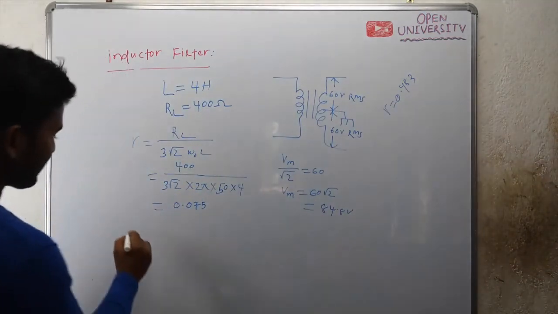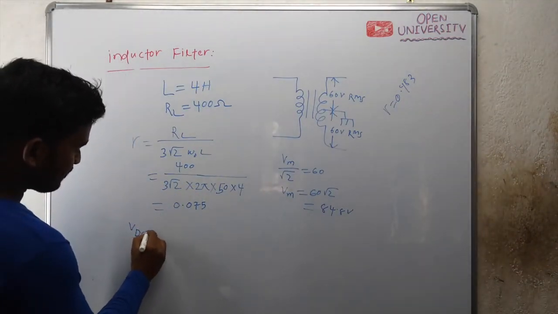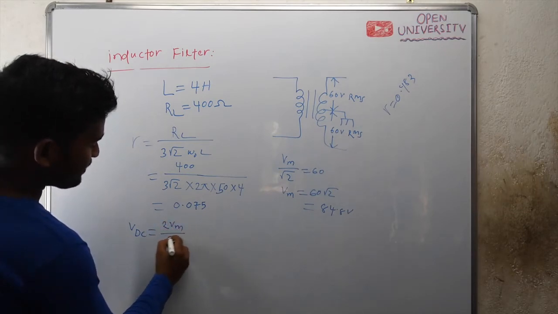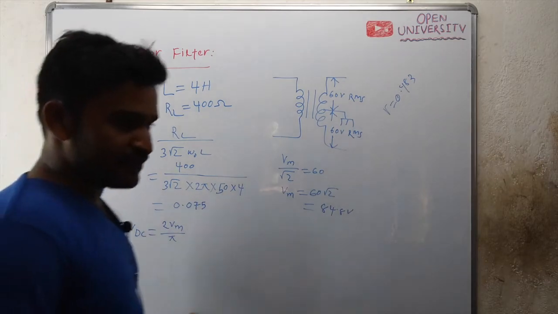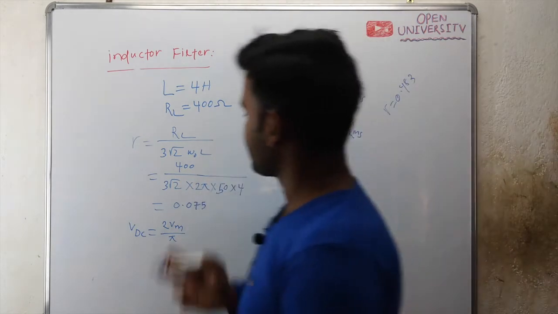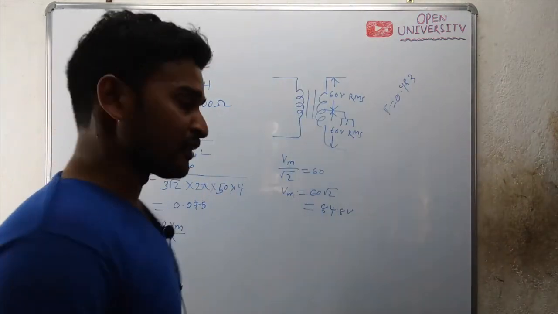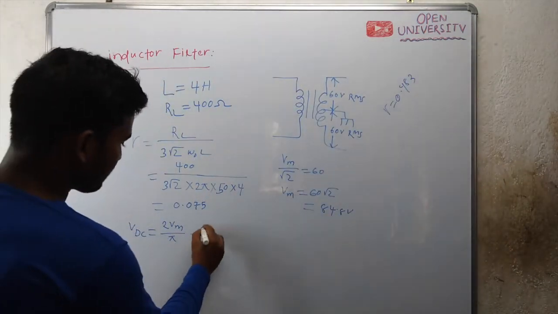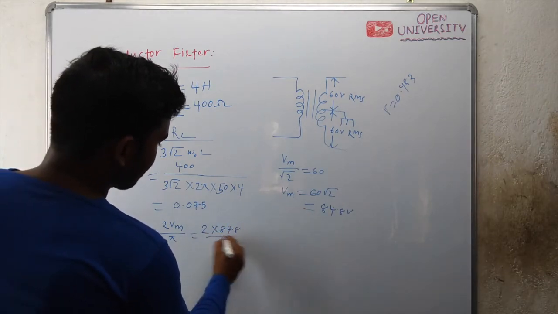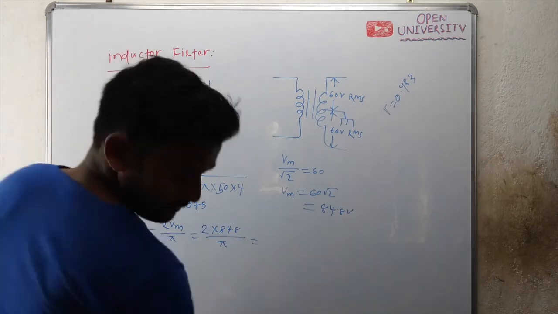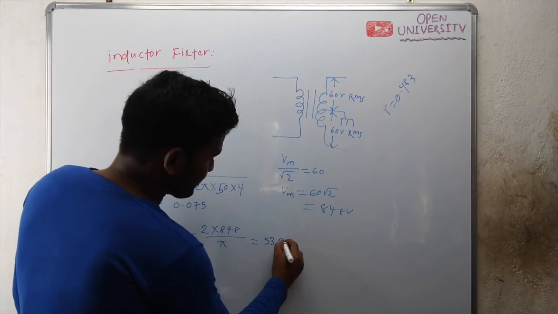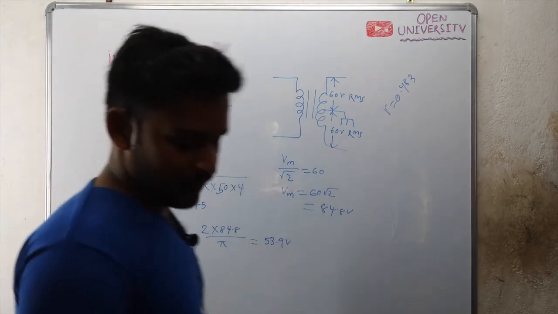Next, we are asked to find out the DC output voltage. We can use the formula Vdc equal to 2 Vm by pi minus IDC into R. You cannot use the second term because RF value is not given, RSW value is not given, and R of inductor is not given. So you can directly use 2 Vm by pi. So 2 into Vm, 84.8 volt, divided by pi. This will be 53.9 volt. The DC output voltage is 53.9 volt.